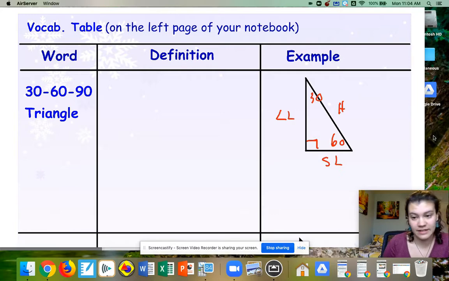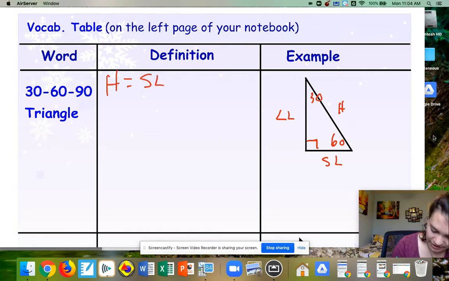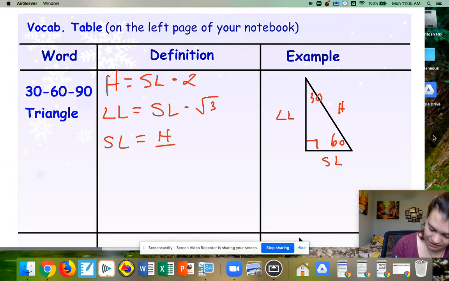And then you can find these using different formulas. If you want to find your hypotenuse, you take your short leg and multiply that by 2. If you want to find the long leg, you take your short leg and multiply by the square root of 3. And if you're going backwards to find your short leg, you have 2 options. You can take your hypotenuse and divide by 2, or you can take your long leg and divide by square root of 3.